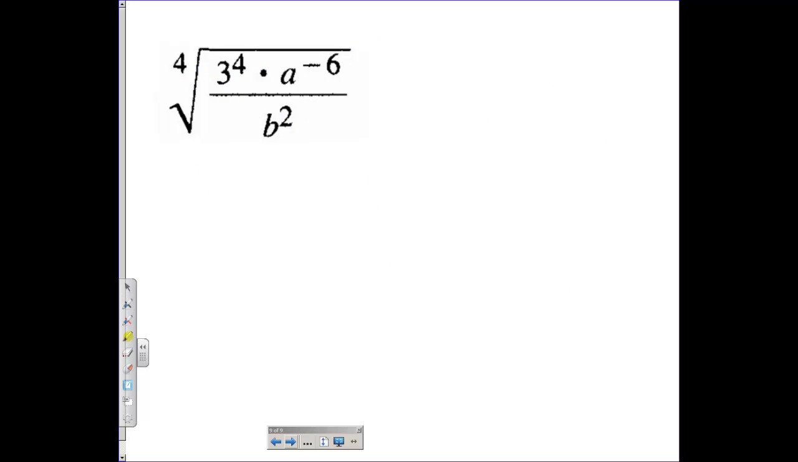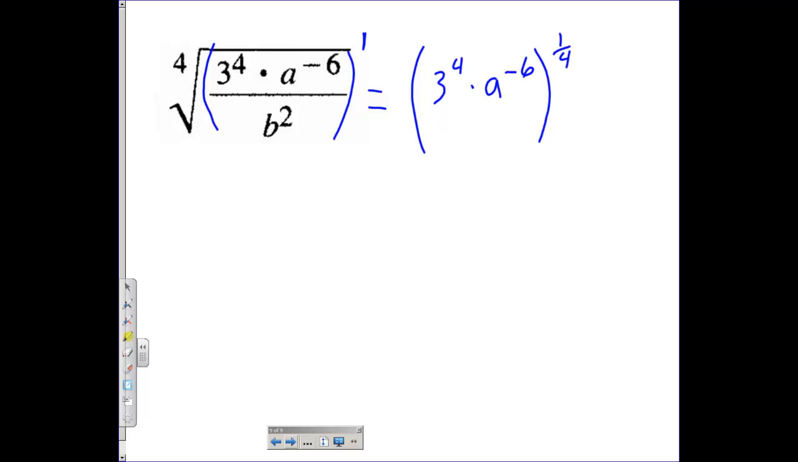Here's another example where we have multiple parts underneath the radical sign, and what you want to do first is put that in parentheses, and you want to put a 1 on the outside. So a fourth root is really a 1/4 power. So we're going to rewrite that with a 1/4 power. So we'll put our big parentheses here, 1/4, because that's the fourth root. But in the numerator, we have a 3 to the 4th power times a to the negative 6 over b to the 2nd power. We can actually distribute this 1/4 all the way through to each of these exponents, including the denominator.